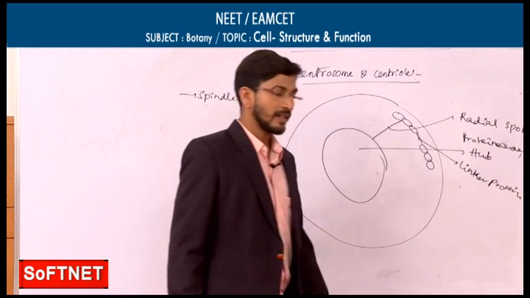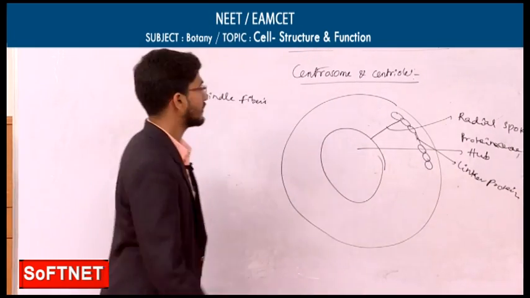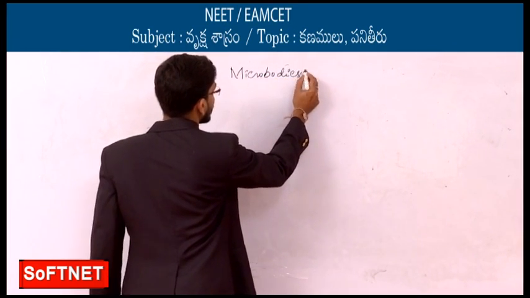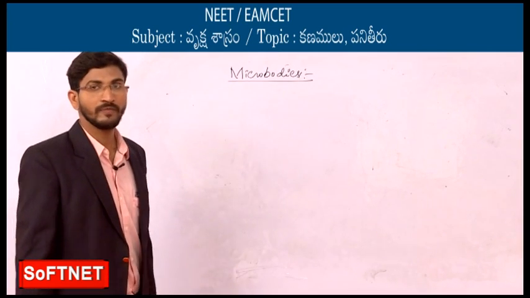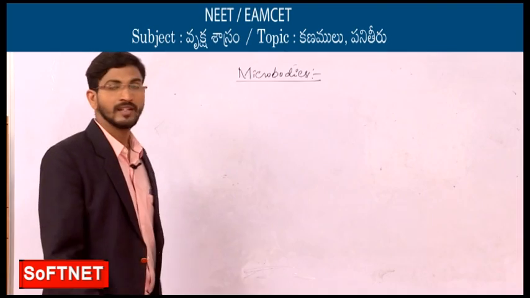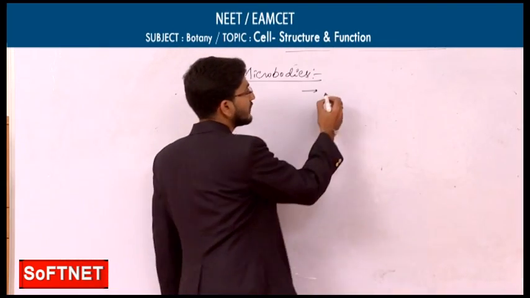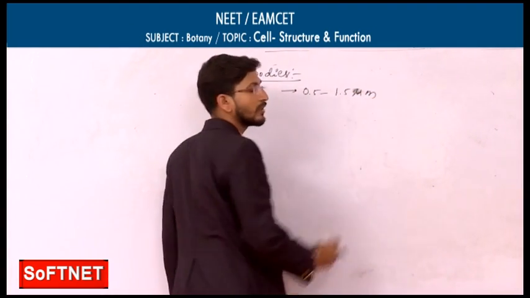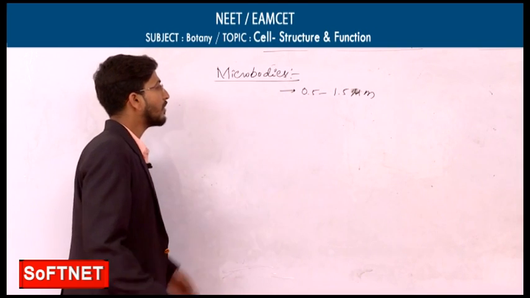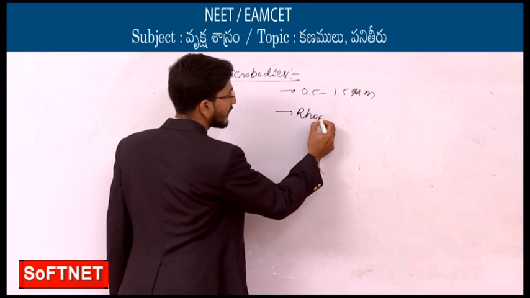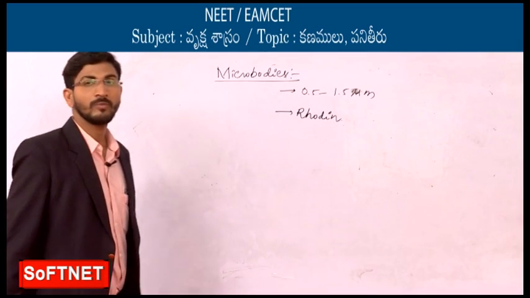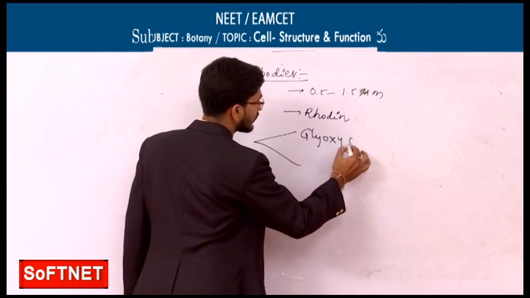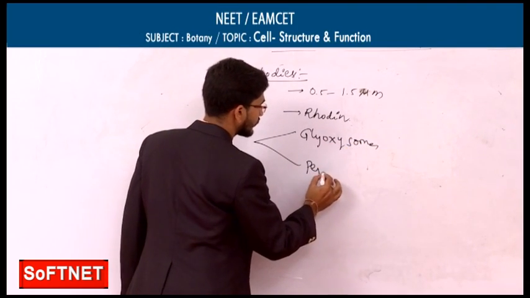Next, coming to another cell organelle, the microbodies. The name micro itself indicates that these are cell organelles which are smaller in size, 0.5 to 1.5 micrometer in length or diameter. These microbodies were described by the scientist Rhodin. Microbodies are generally of two types. What are those? Glyoxysomes and peroxisomes.